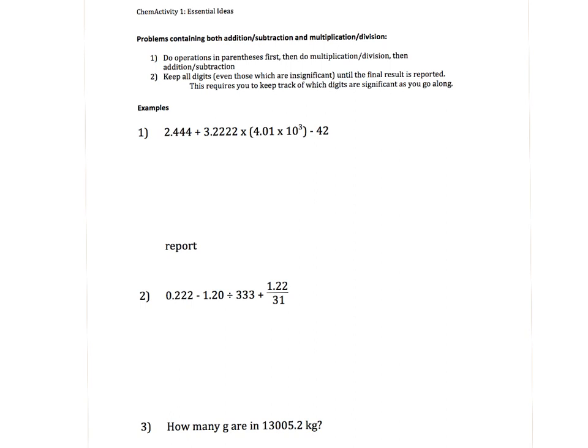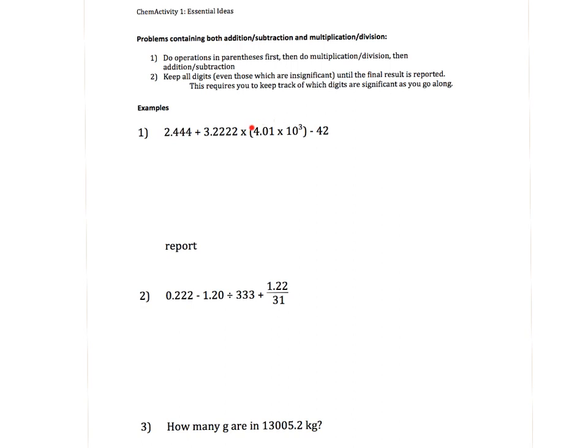Let's look at a few examples where we have both addition and subtraction and multiplication and division. This is going to follow the same rules you would have learned in a math class. We're going to do any operations in parentheses first, then multiplication and division, then addition and subtraction. And we have to keep track of all the digits, even the ones that are insignificant, until the final result is reported. So let's look at the first example.